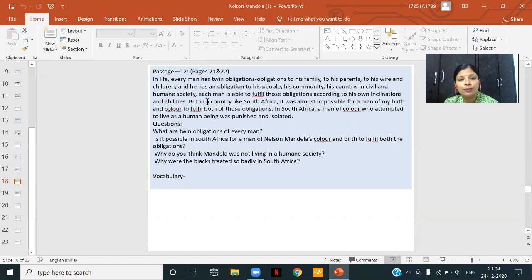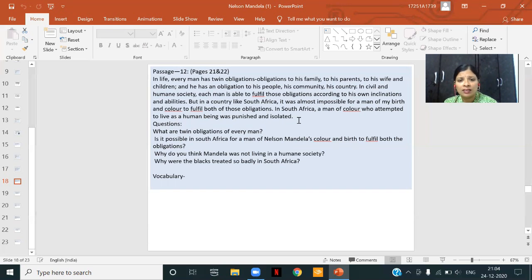In civil and human society, each man is able to fulfill those obligations according to his own inclination and abilities. But in a country like South Africa, it was almost impossible for a man of my birth and color to fulfill both of those obligations. In South Africa, a man of color who attempted to live as human being was punished and isolated.